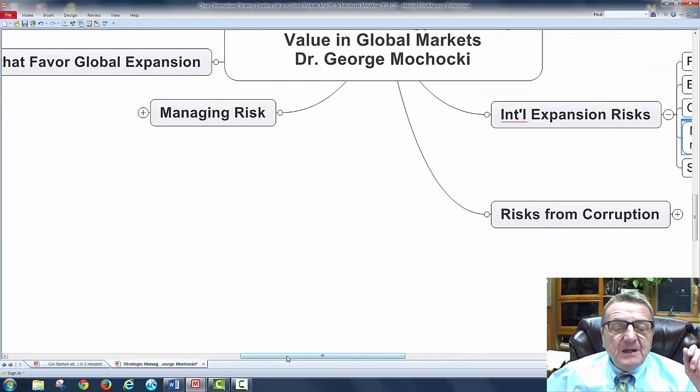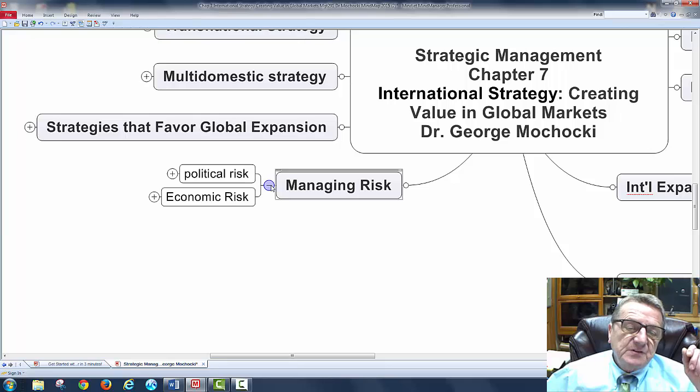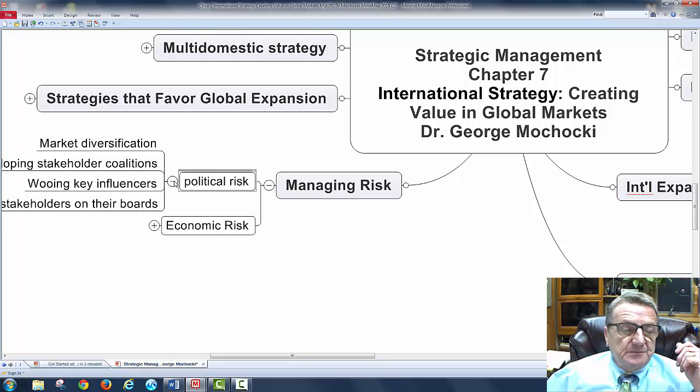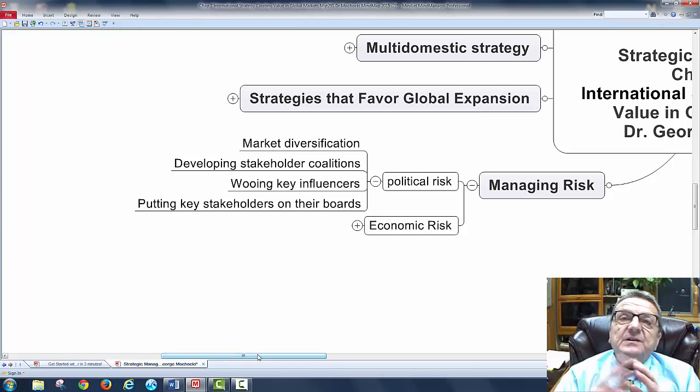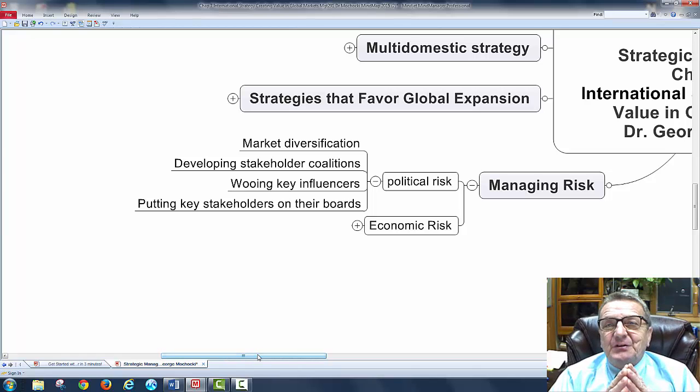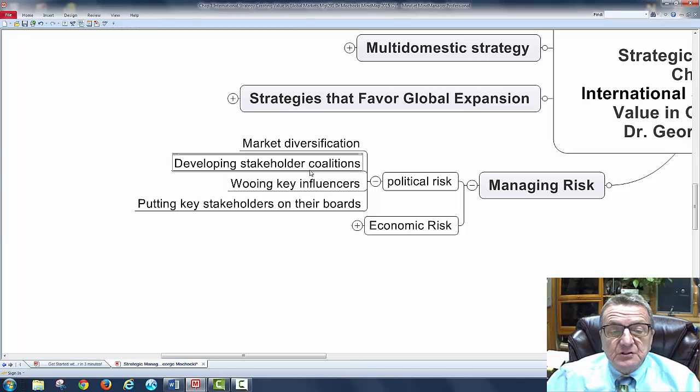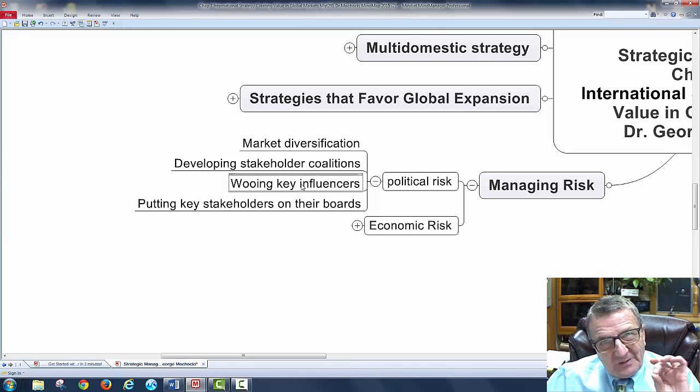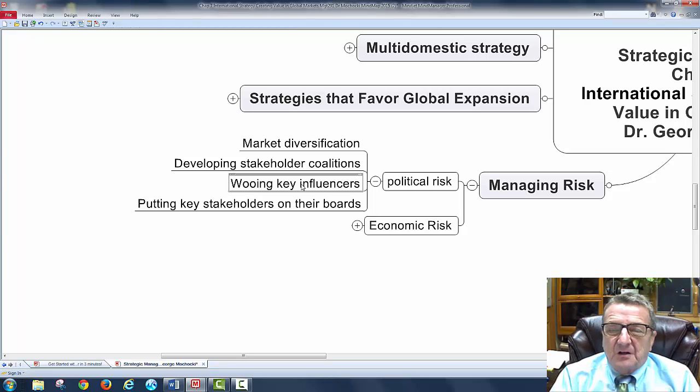Okay? Now, managing risk. If I'm looking at risk management, how do you manage political risk? In the U.S., how do we manage any kind of political shift, either against the government, against our company, or against the industry as a whole? Market diversification, developing stakeholder coalitions, wooing key influencers. You've got to be careful. We did that with China, and now China's cracking down on corruption, and a lot of businesses basically hired their in-laws and family members who weren't even qualified.